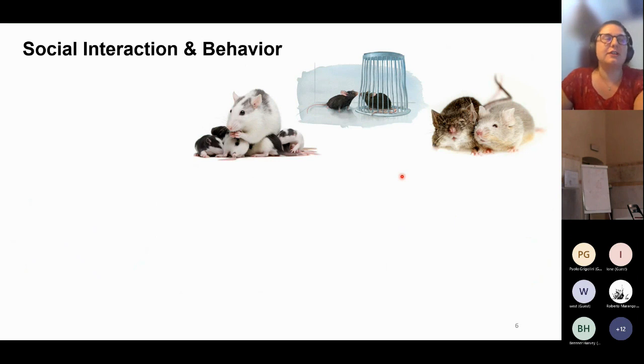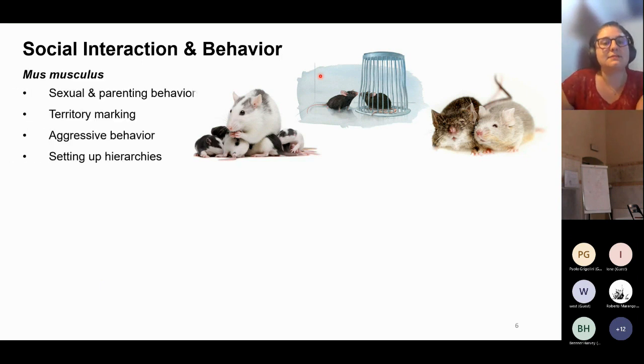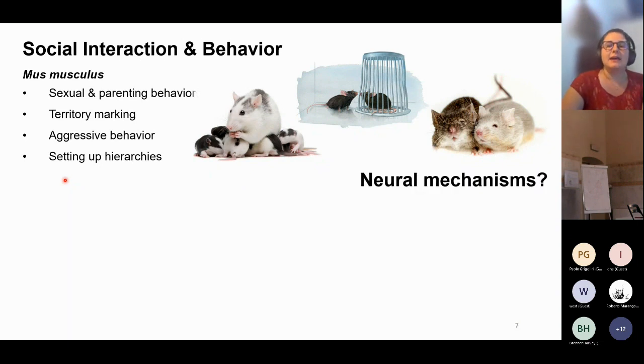To study social interaction and the mechanisms underlying behavior, a good animal model to start with is the rodent. Mus musculus is a social species that exhibits reciprocal social interaction, sexual and parenting behavior, territory marking, aggressive behavior, and in addition tends to live in groups by setting up hierarchies. Given their wide behavioral repertoire, rodents are the appropriate species to study social interaction under both physiological and pathological conditions.